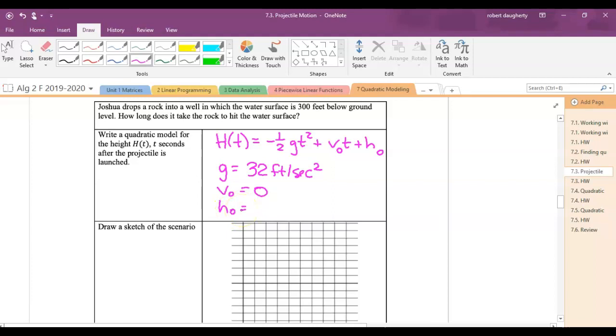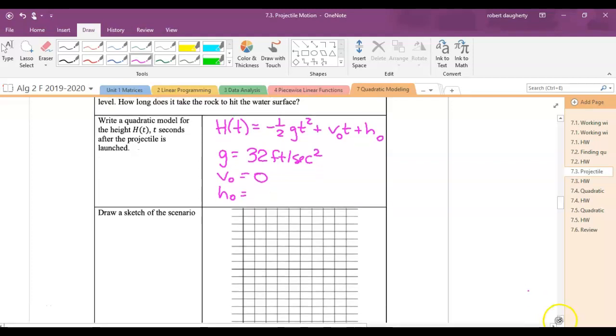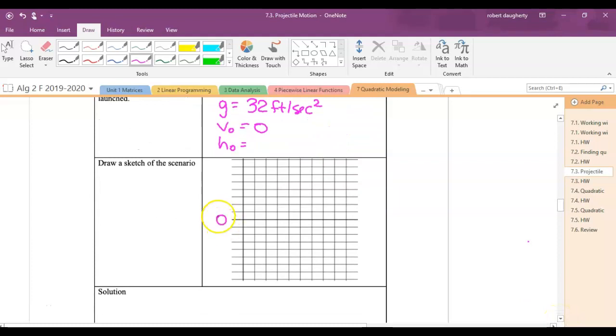So am I at the bottom of the well when we start dropping the rock? No, I'm at ground level, right? So how high am I? I'm at 0, okay? The well is below me. So I'm right here at 0, and then I'm going to drop it, and it's going to end up at negative 300. So I'm dropping this rock, something like this. That's sort of what's going on here.